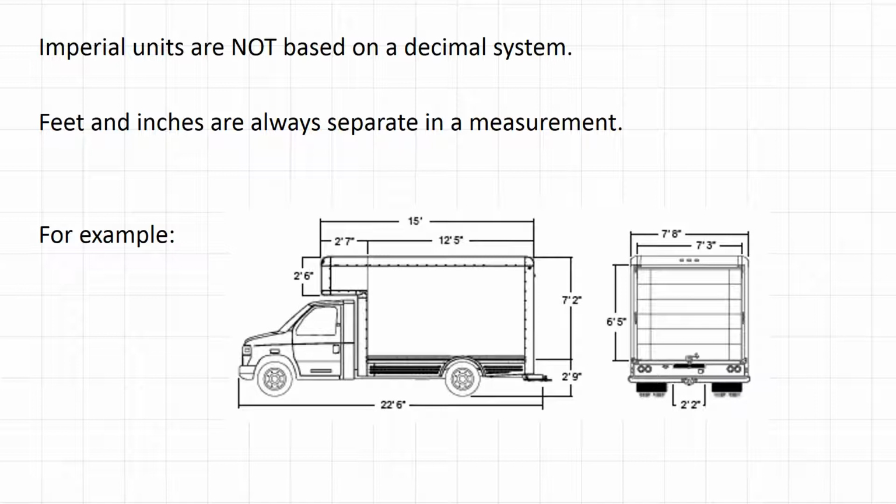So here's an example I found on U-Haul's website of the dimensions of a U-Haul truck. You can see that all of these little measurements are given as a mixture of feet and inches. But if you needed to know this height of the truck in meters, then we have to be able to convert a mixture of feet and inches into a metric measurement.